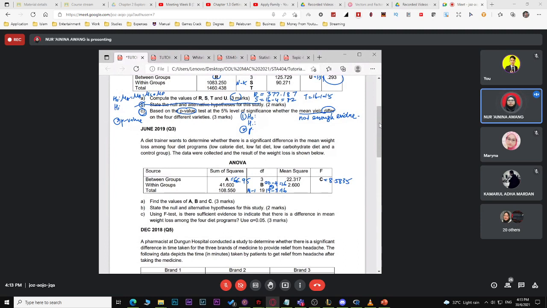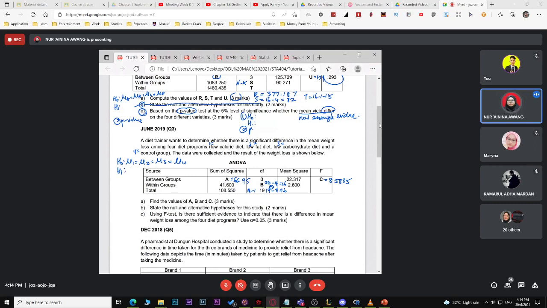And then B, state the null and alternative hypothesis. Since you have 1, 2, 3, 4, you have 4 types of diet program. So you let 1 as low calorie, 2 as low fat calorie, 3 as low carbohydrate and 4 as control group. And then for your H null, you just write like this. And then your H1 is still the same: at least one pair of treatment means differ.